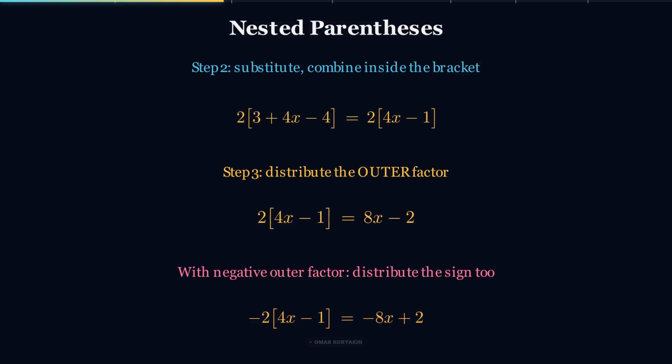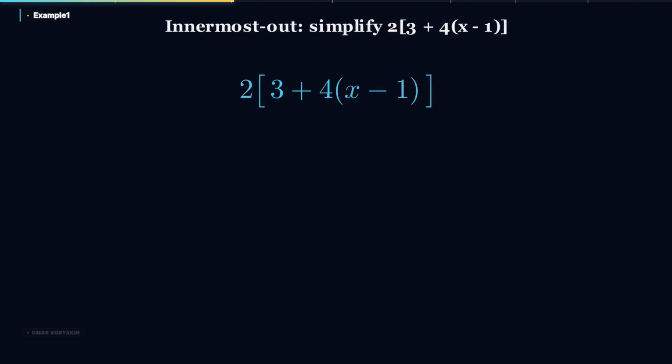Doing this check after every distribution layer takes only a few seconds and prevents the most common single error in nested expression work, an error that has cost students countless homework and test points across decades of algebra teaching. Here is the first worked example.